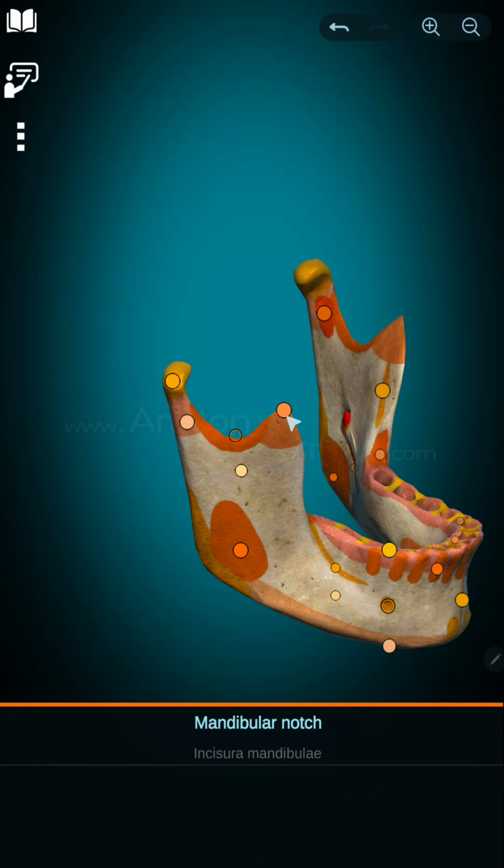Next, the condyloid process. It is a strong upward projection from the posterior superior part of the ramus. Its upper end is extended from side to side to form the head. The head is covered with fibrocartilage.